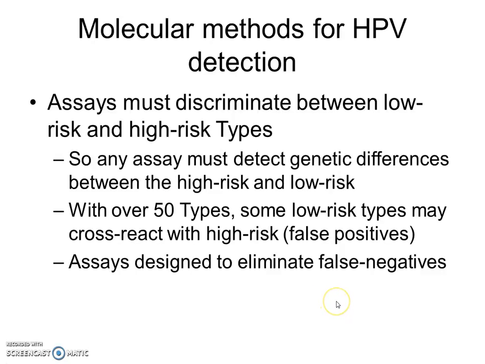So what we need to do is discriminate between high and low risk types, and these viruses differ between a few base pairs in key genes. So we can define type 16 by one key single base pair change. So if we can find the test that differentiates between type 16 and everything else, then we know a patient has got type 16. So any assay must discriminate between low risk types and high risk types.